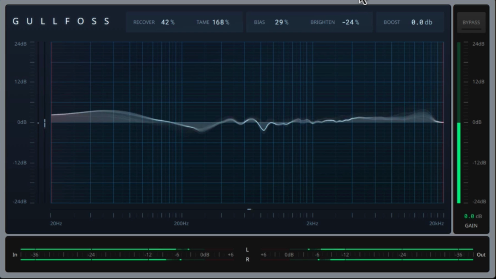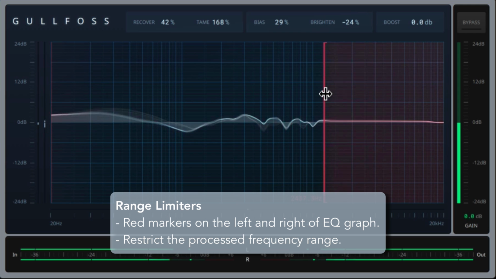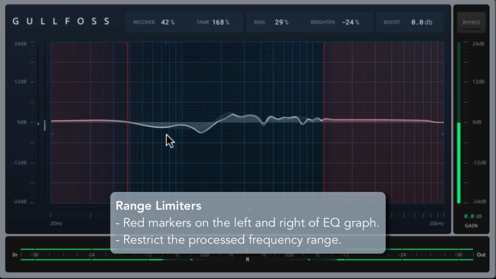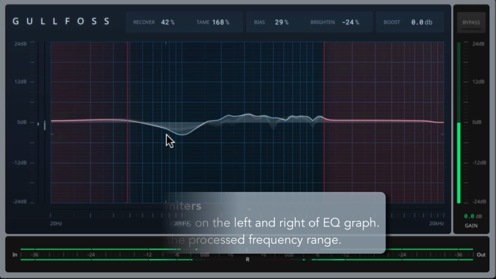In this video, I'm going to show you some parameters in Gullfoss that I didn't demonstrate in the introduction video. In particular, these two red range limiters on the far sides of the equalizer graph. If for some reason you don't want Gullfoss to work on the entire audible spectrum, you can use these markers to restrict the processed frequency range by dragging these in.